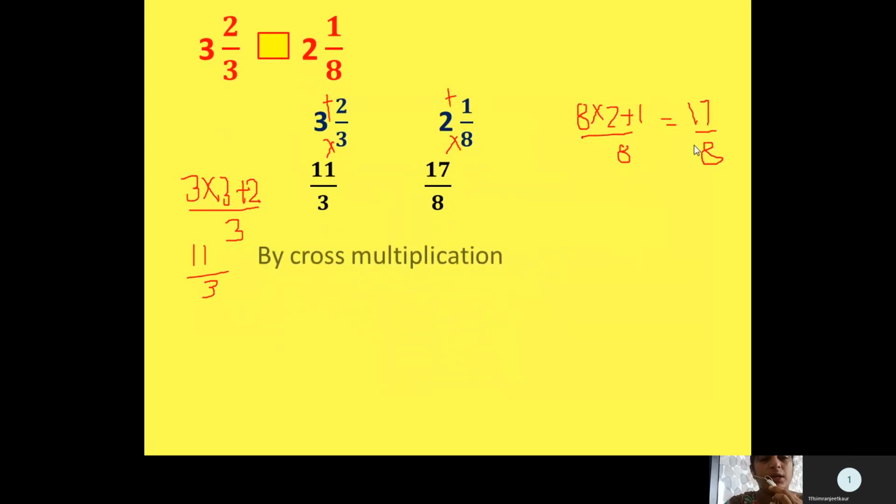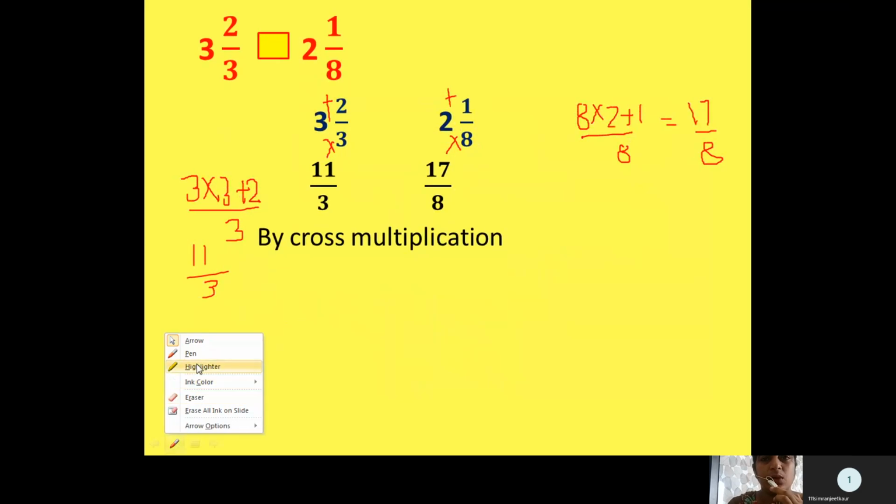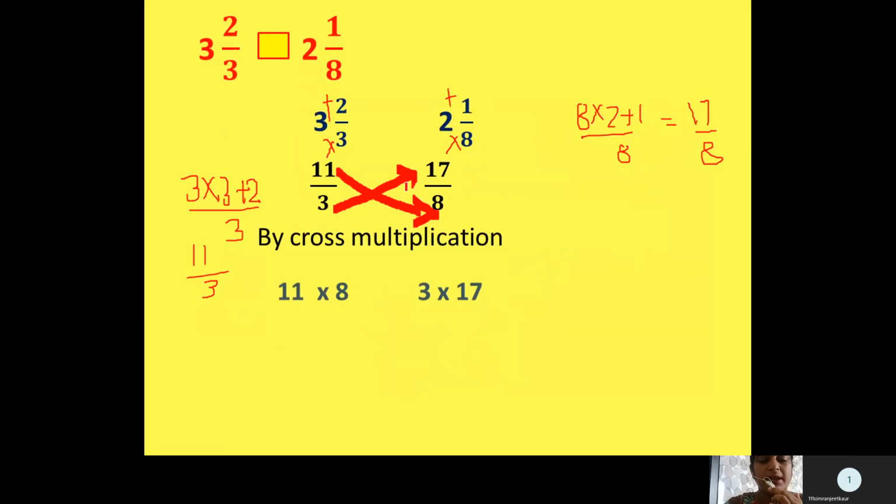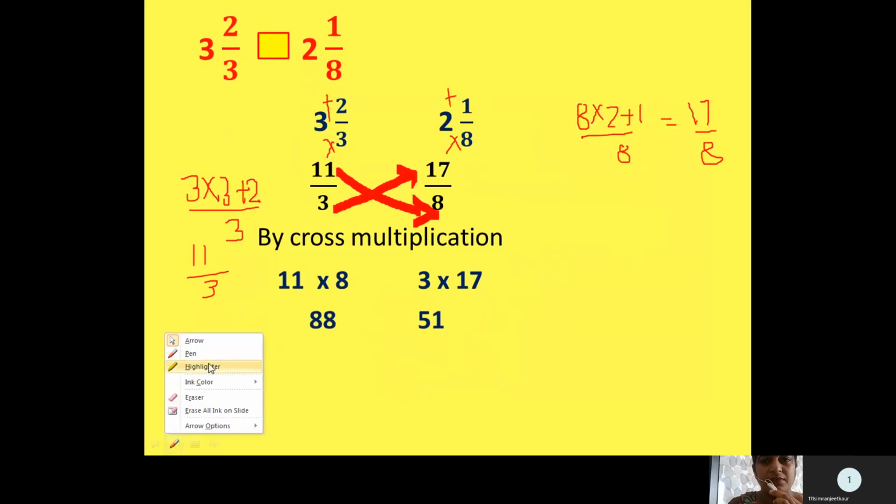Now what to do? Now we have to simply cross multiply. In cross multiplication, what we have to do is first we will multiply this 11 by 8 from top to bottom. Then we go from bottom to top, from this 3 to 17. Now we will write 11 into 8, and on the right hand side we will write 3 into 17. Now 11 8s are 88 and 3 17s are 51.